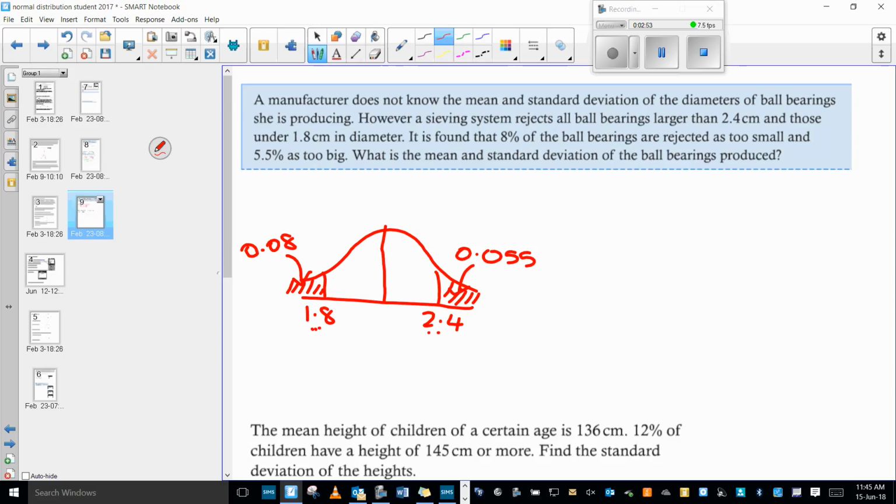I'm going to draw two separate diagrams for this. This is my first z, looking at the 1.8. We're focusing on this one on the left. This value here is the z-score we're trying to find. We know this shaded part is still 0.08. But now, because we're talking in terms of z, we know that this is 0 and our standard deviation is 1.